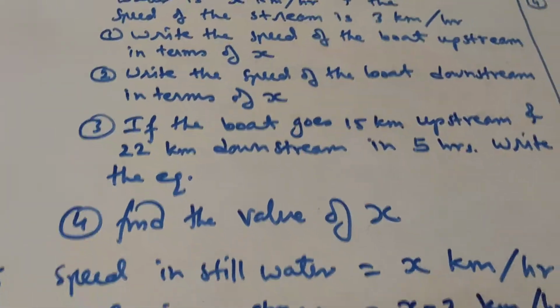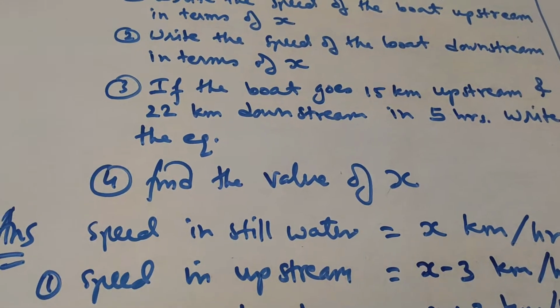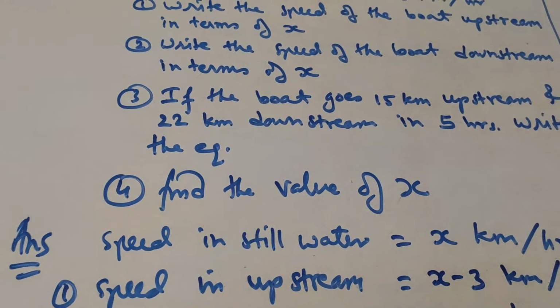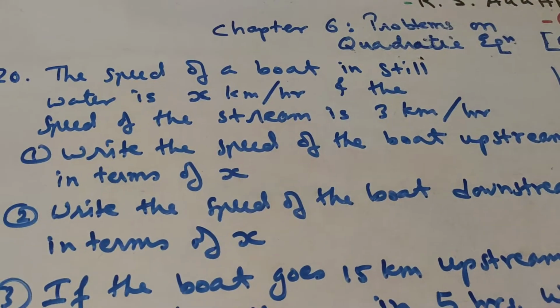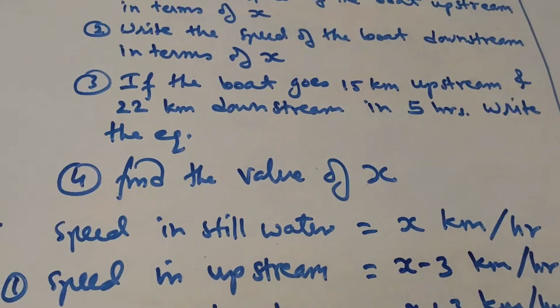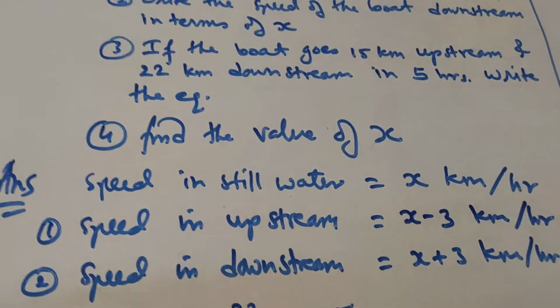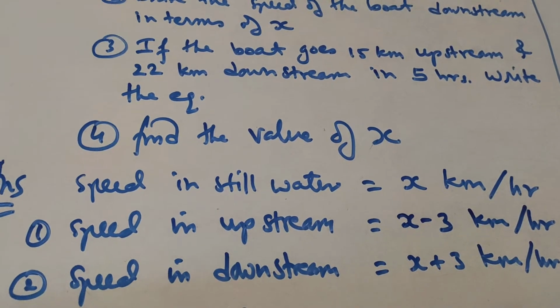First of all, what is the speed of the boat in still water? x km per hour. What is the speed of the boat upstream? That means it is going against the water. The speed of the stream, that is water, is 3 km per hour. So it is going in the opposite direction, so it is minus 3. So x minus 3 km per hour. Downstream it is going along with the water, so it is x plus 3 km per hour.